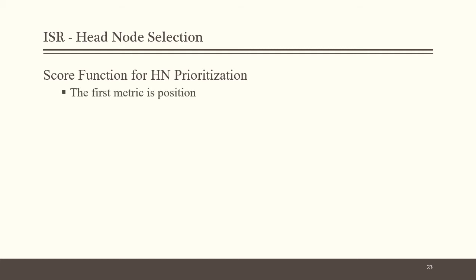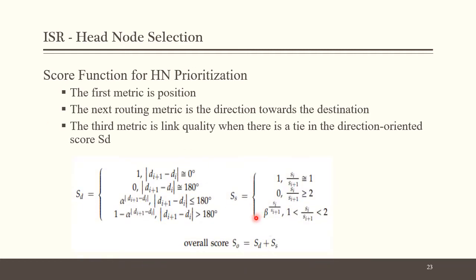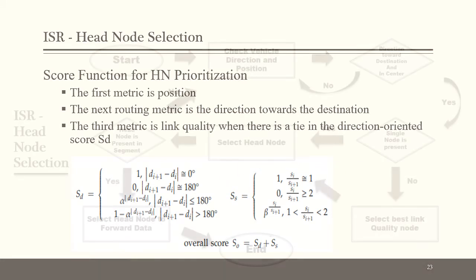First metric is position. The vehicle has to be at the center or close to the center. Second one is direction. The vehicle's direction should be toward the destination node. And when there is a tie between scores, we call the third metric or parameter, which is the link quality. And these are the equations that are used for the head node scores.